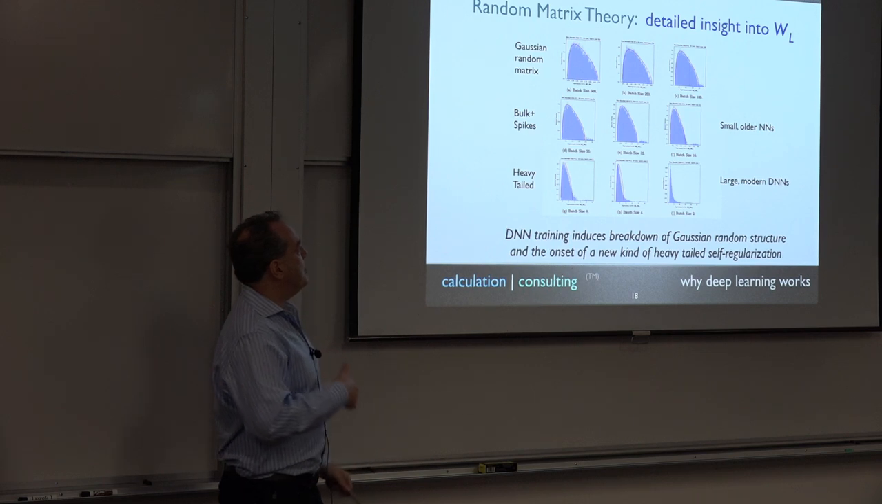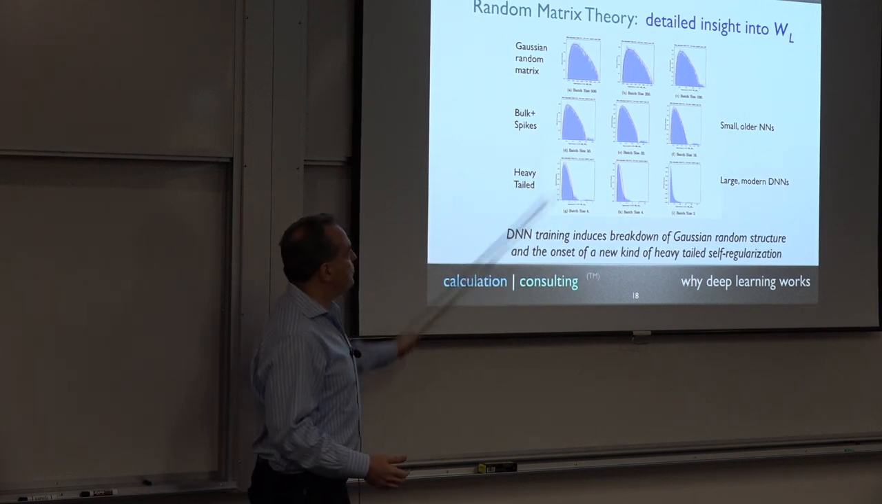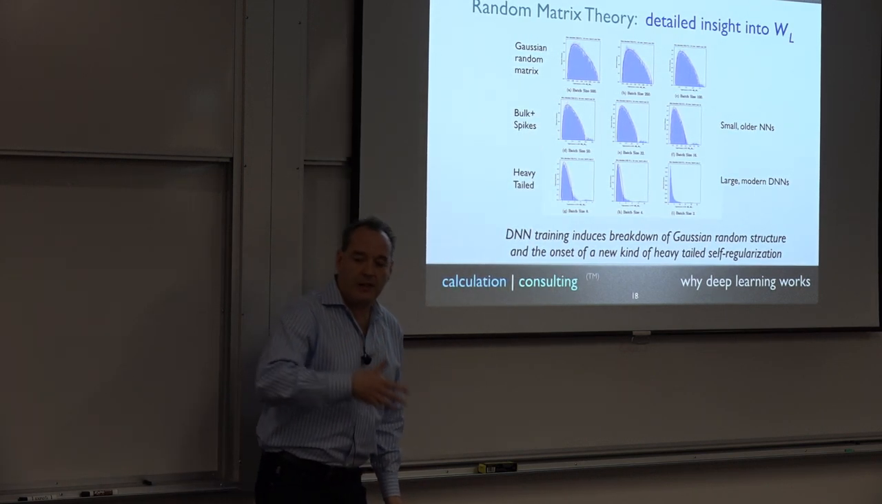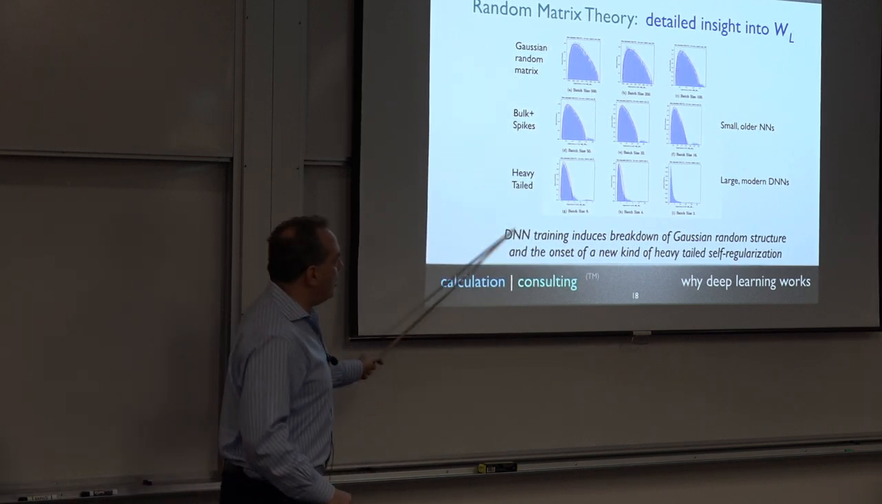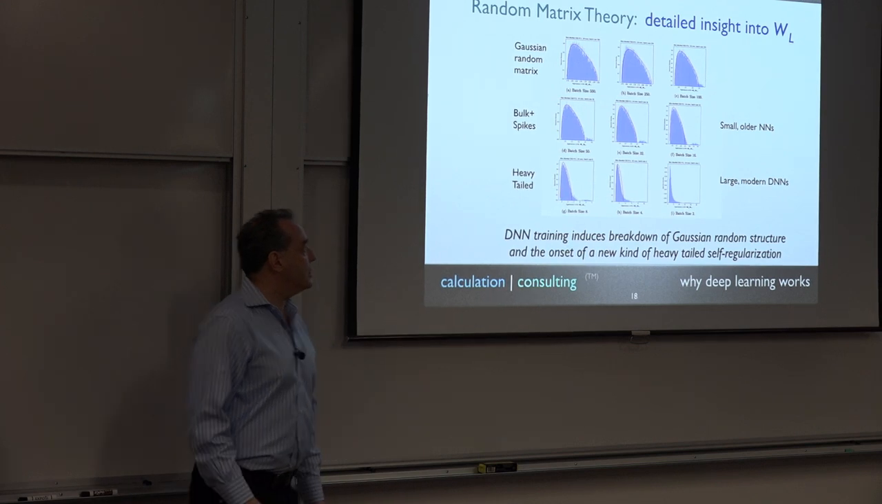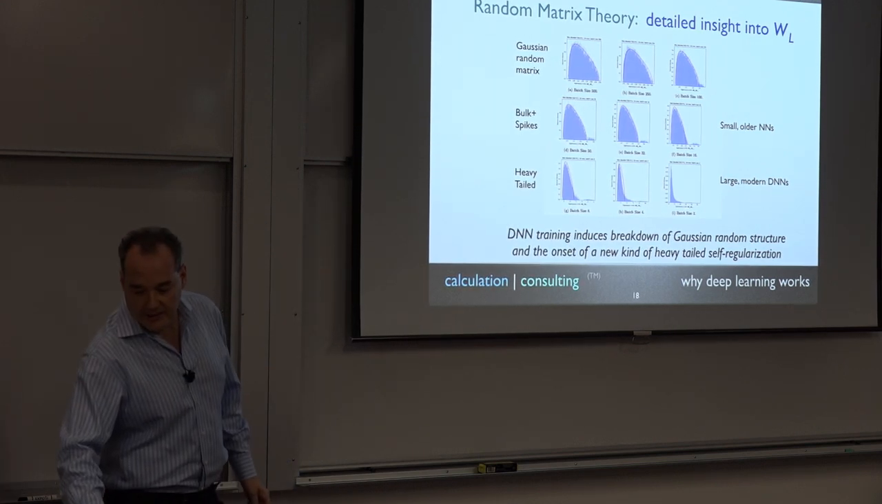So what happens when you're training a neural network is that you see this breakdown of Gaussian random structure. The weight matrices are not Gaussian. They're certainly not described by a Gaussian spin glass. And all of them exhibit this type of self-regularization. So I'm going to dig into the details a little bit here.